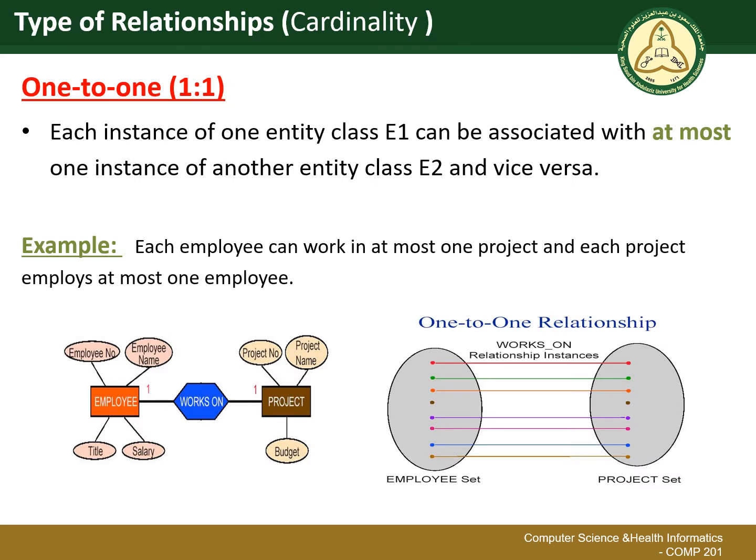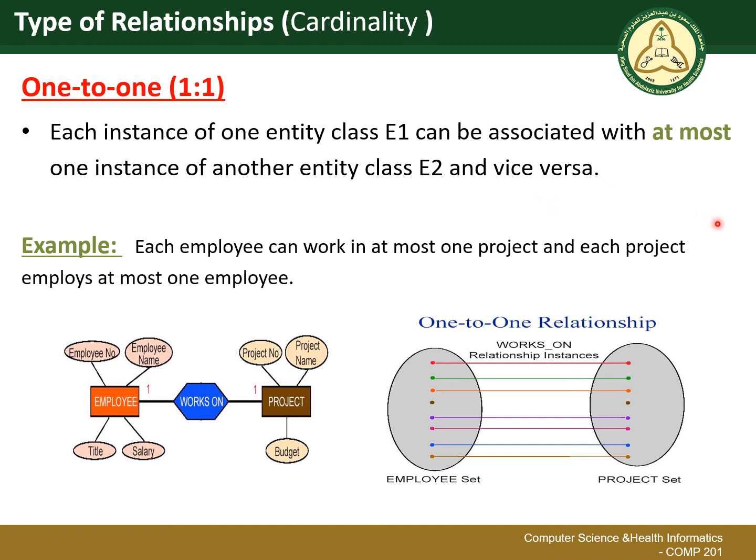Also, we have types of relationships. Cardinality. We have one-to-one relationship where each instance of one entity class E1 can be associated with at most one instance of another entity class E2, and vice versa. At most means one or less. One or less means 1 or 0.